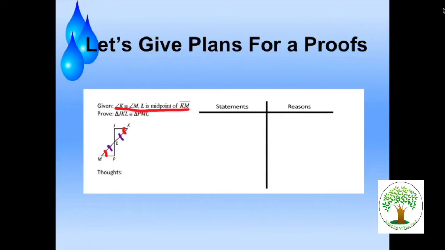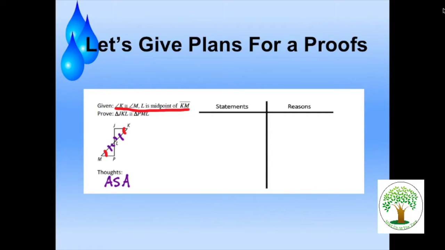So we know that so far. We've marked the given. Oh, I know what we're doing. What else do we know about this diagram? The vertical angles. The vertical angles are congruent. So we'll have side, angle, side, and I'm going to write that down in the little thoughts section. It says angle, side, angle.